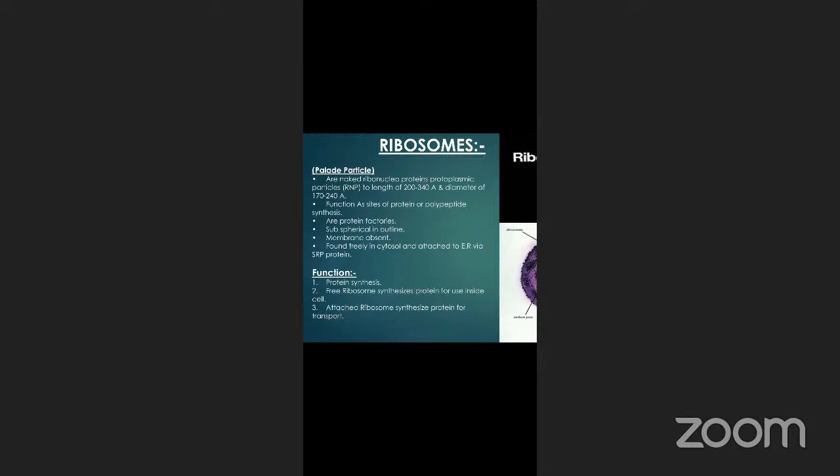Those which are freely floating in the cytoplasm synthesize the proteins which will be secreted outside the cell. Whereas the ribosomes which are attached to the endoplasmic reticulum synthesize proteins for transport. That means usually membrane bound proteins will be synthesized on these ribosomes, and they will be transported to the site of function. Okay.